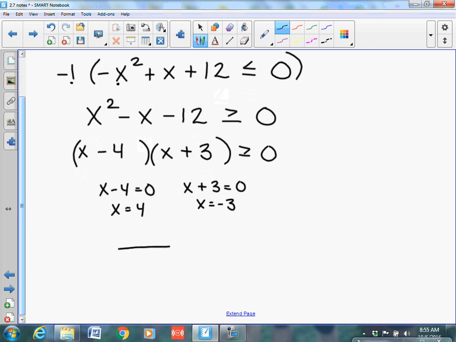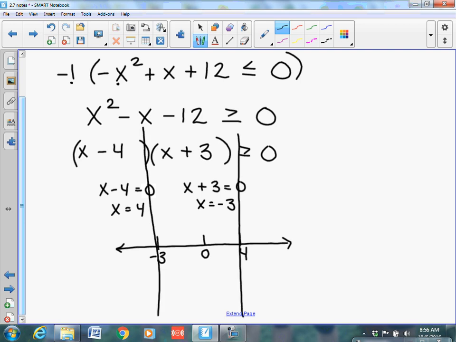Again, you make yourself your little number line. Here's 0, here's about the 4 marker, here's about the negative 3 marker. No, I'm not putting a line through 0, I just like having 0 on my number line. I'm going to put a gigantic vertical line through 4 and a gigantic vertical line through a negative 3. Very similar to the last problem. You can see that there's a zone 1, there's a zone 2, and there's a zone 3.